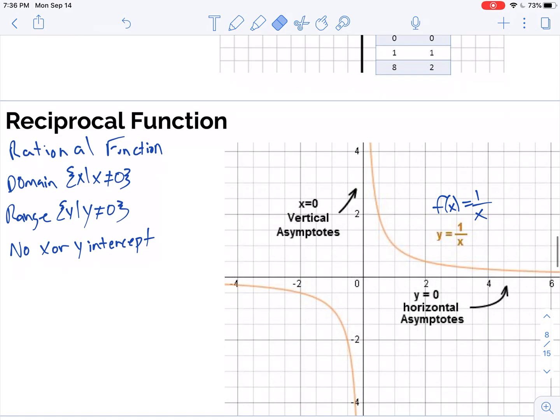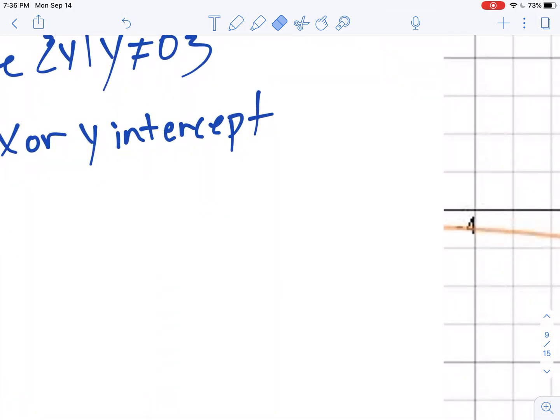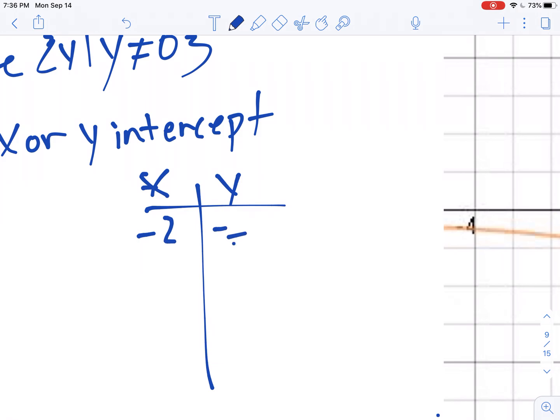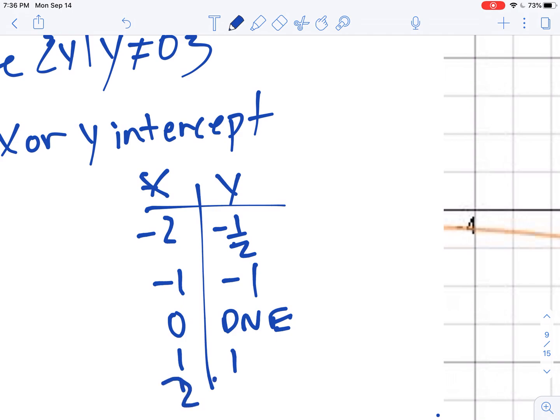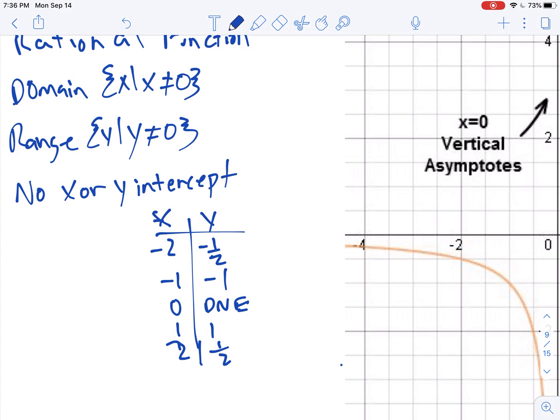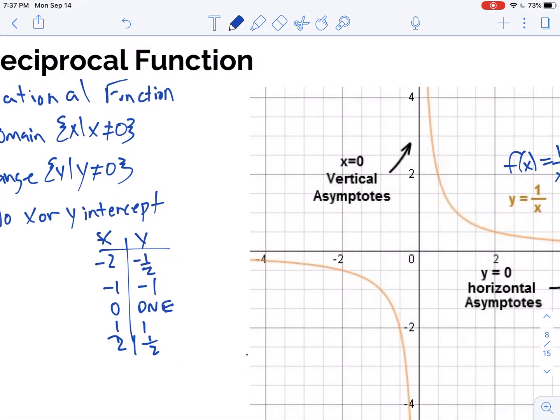Table of values here is not that pretty. This one, if we have our x and y, -2 would be -1/2. -1 would be -1. 0 does not exist. 1 would be 1. +2 would be 1/2. I'm just turning these into fractions. So that's the basic table of values which we can work on here. And we are going to learn a lot more about this. We can see that it's kind of got this hyperbola shape. Something new. We're going to definitely dig in more though.